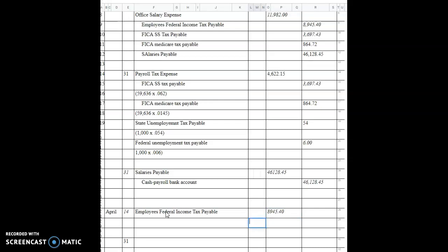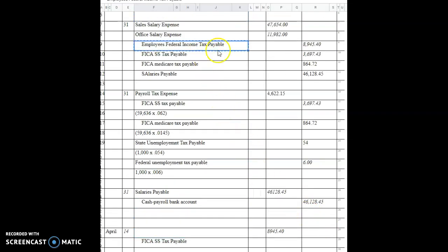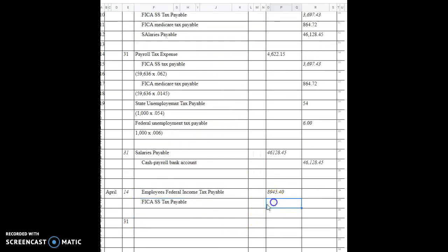We have our FICA. I'm just going to go ahead and do this. So FICA Social Security tax payable. This should not be indented. Sorry, this is the first time I've worked with this stuff. I'm not sure how to get that. So we're just going to go ahead and those are flush to the left. So FICA Social Security tax payable.